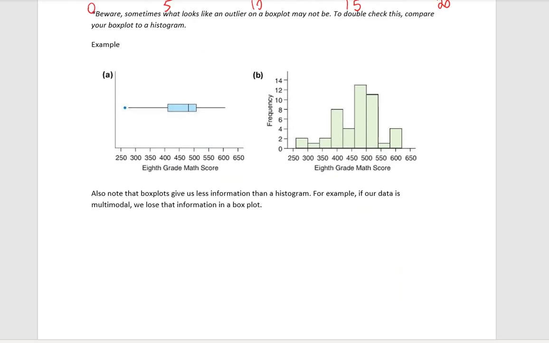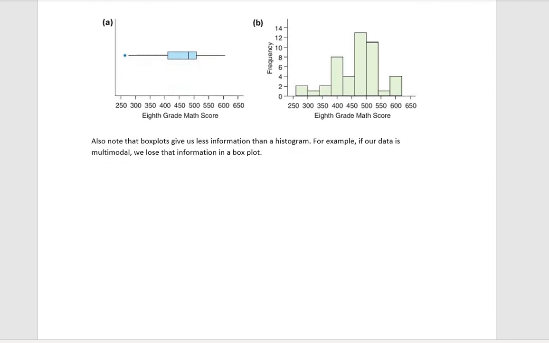Great. Now, something to keep in mind is they're called potential outliers, because even though this comes up as a potential outlier on a box plot, when we look at the actual histogram, that data is not far away enough for it to be an outlier. So that's why we call those potential outliers.